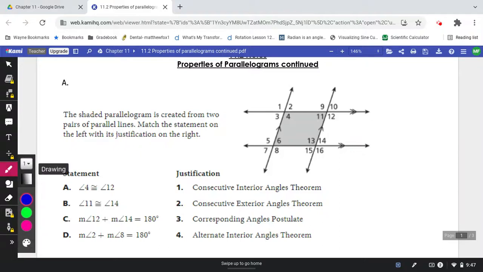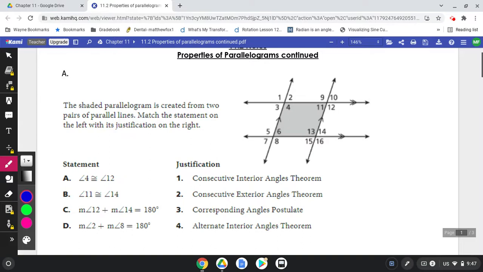Today we are going to start off by doing a little bit of review related to parallel lines. And as you can see here in this picture, we have a parallelogram. It says up here on the top left, the shaded parallelogram is created from two pairs of parallel lines. So if we look here, we'll see these are parallel and these are parallel. Once again, remember, we know they are parallel because of these little arrowheads. So right here, there's 1 and 1. There's 2 and 2. Okay, so that's what shows us that the two sets of lines are parallel.